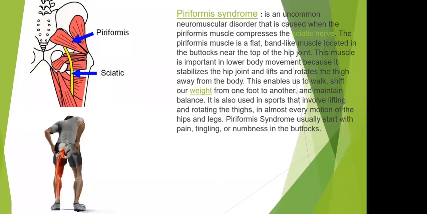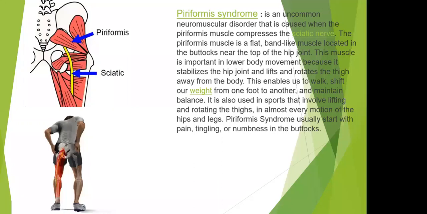There is another syndrome called piriformis syndrome. It's a neuromuscular syndrome that is caused when the piriformis muscle compresses the sciatic nerve. The piriformis muscle is a flat band-like muscle located in the buttock near the top of the hip joint. The muscle is important to lower body movement because it stabilizes the hip joint and lifts and rotates the thigh away from the body. This enables us to walk, shift our weight from one foot to another, and maintain balance.